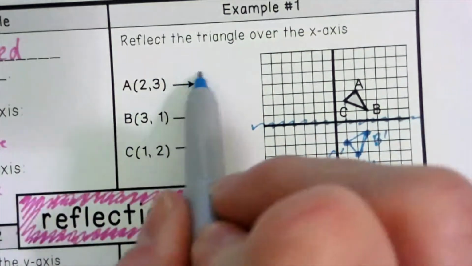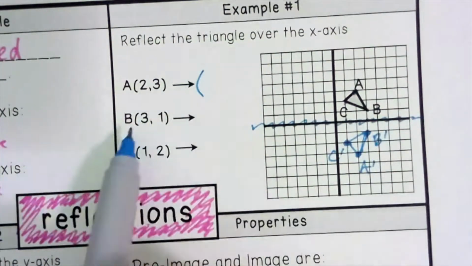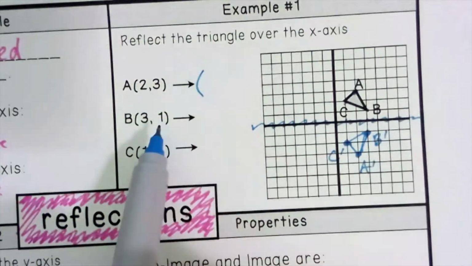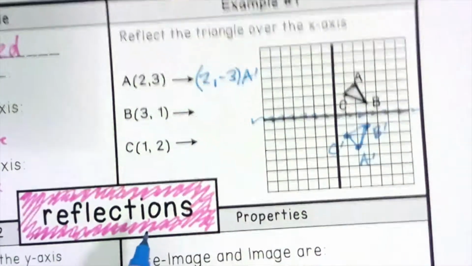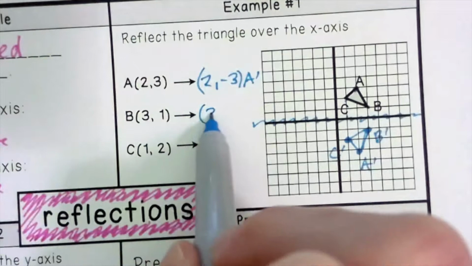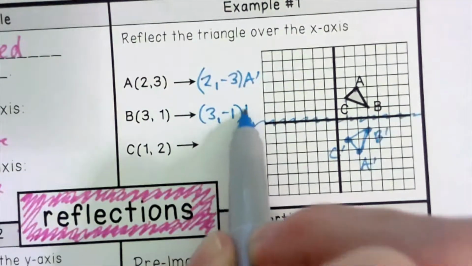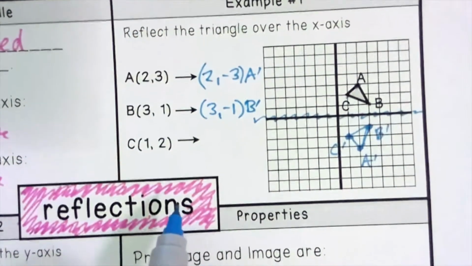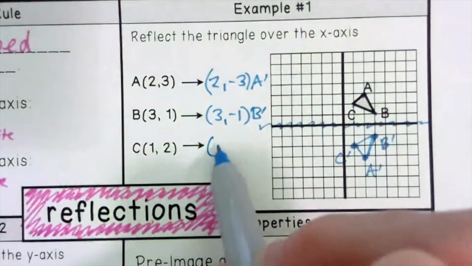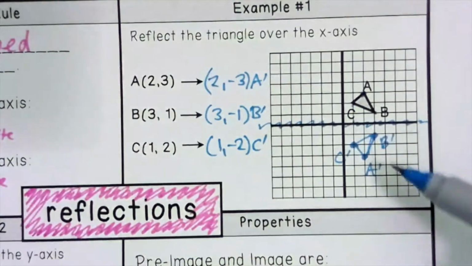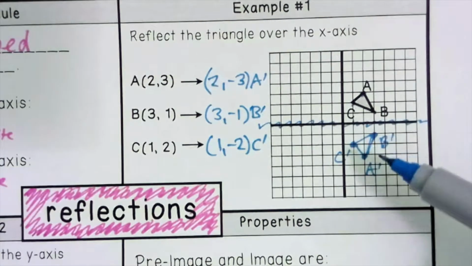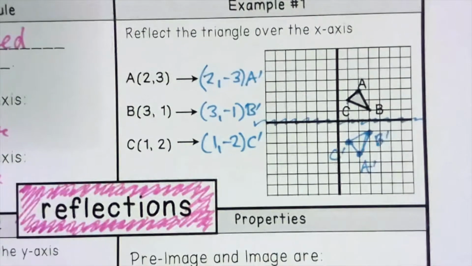And if I write my ordered pairs, I'm going to get 2, -3 for A prime, 3, -1 for B prime, and 1, -2 for C prime. And if I just plotted or figured out my ordered pairs, if you look at your formulas, this does follow the formula.